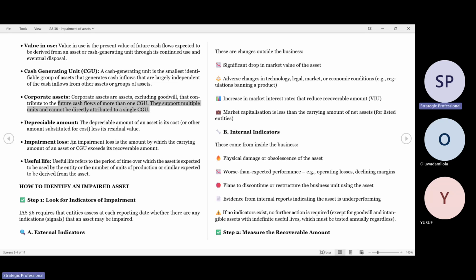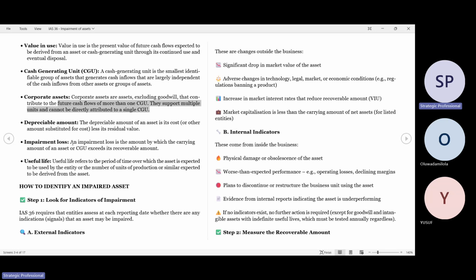Impairment loss, let me come again, is when the carrying amount of an asset exceeds the recoverable amount of that same asset. Don't forget, I said carrying amount is what? The amount that was recognized in your financial statement. That is when you look at your financial statement now. Those values that you put in your statement of financial position, those are the carrying amount.